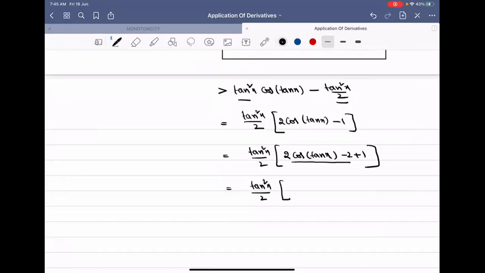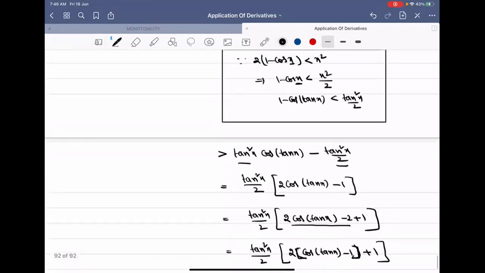Now from this one, you take out 2 common. 2 times cos of tan x minus 1 plus 1. Clear till here? So 2 times cos of tan x minus 1.